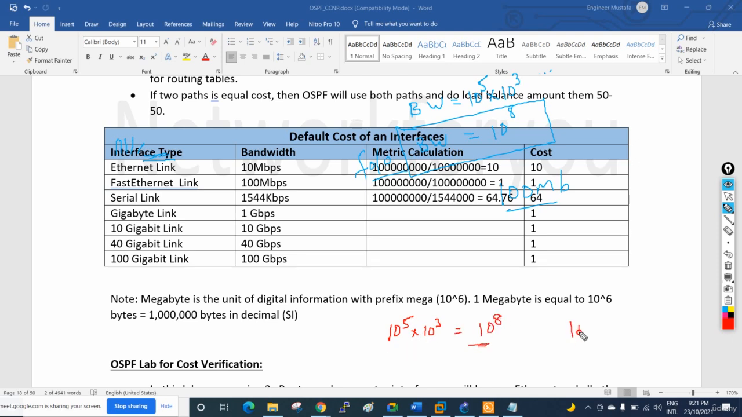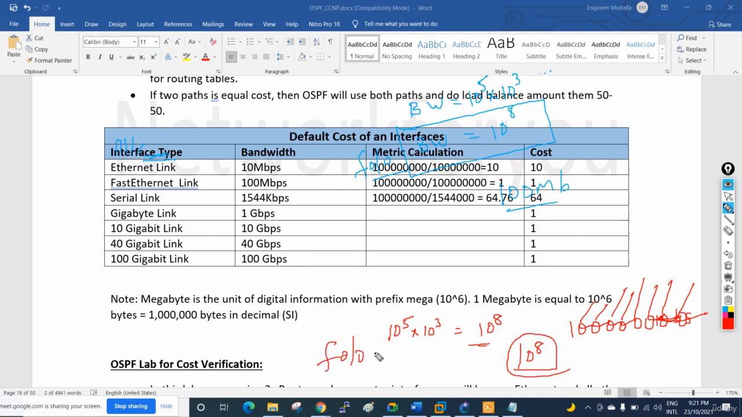How did we check? We have 50, 1, 2, 3, 4, 5 and kbps. If I want to remove kbps, I need to add 10 to the power of 3 more. So if I add 3, 1, 2, 3, 4, 5, 6, 7, 8, so 10 to the power of 8. What is this value? This value is for FastEthernet 0/0. That is nothing but this one.